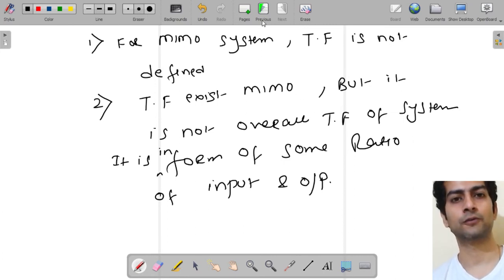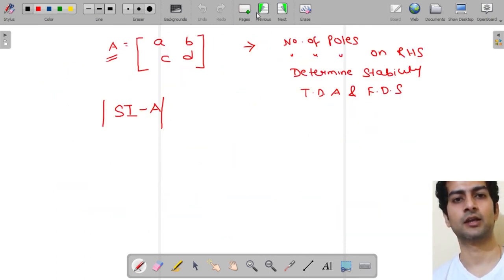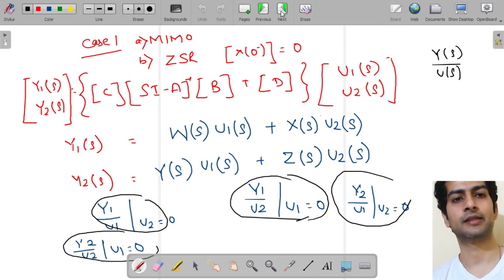So let's come back. Here I told you that the system was SISO and we had zero state response, meaning the initial condition was zero, and we defined the transfer function. Here I am telling you that our system is MIMO. Another point to note is that here also we have zero state response, that is, initial conditions are zero. But as we are taking a MIMO system, our transfer function is not defined.